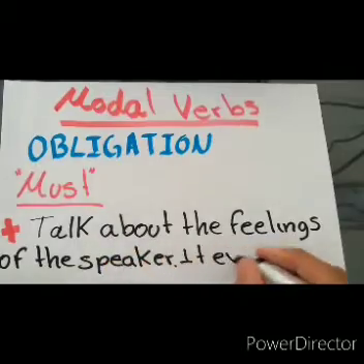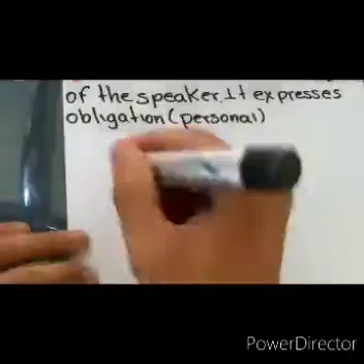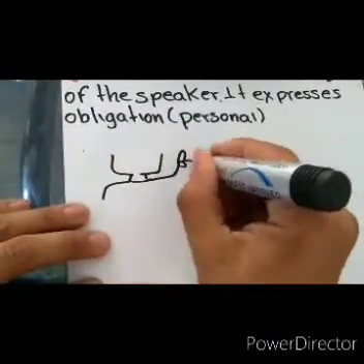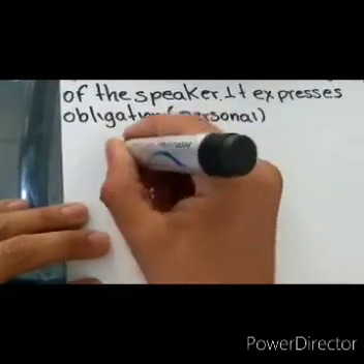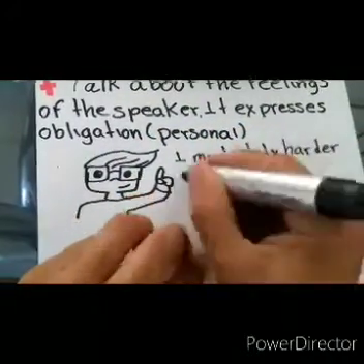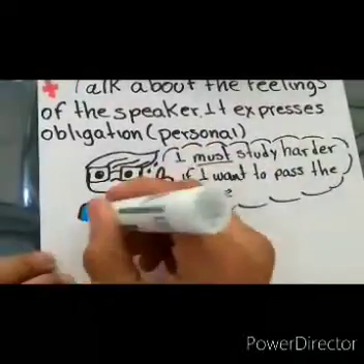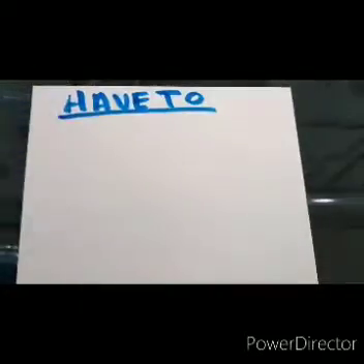For obligation we use must. Must talks about the feelings of the speaker. It expresses personal obligation. It expresses your own opinion or something. In this case, like obligation, we have this example: I must study harder if I want to pass the course.